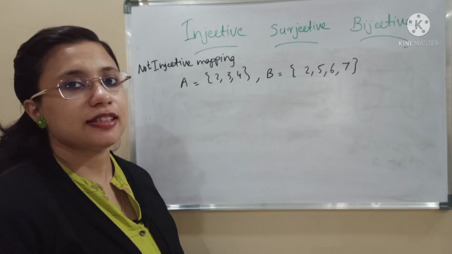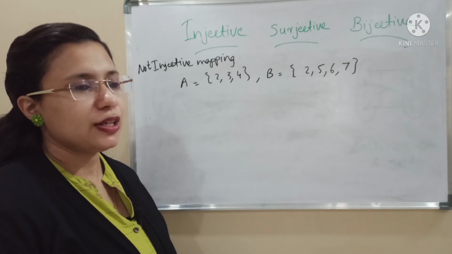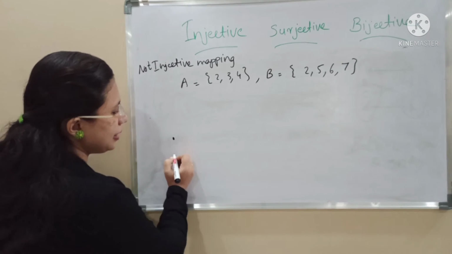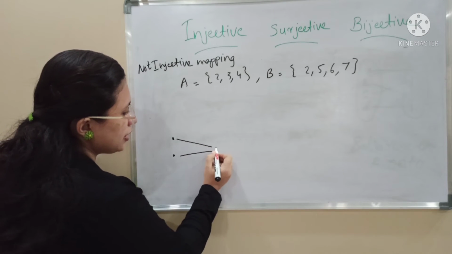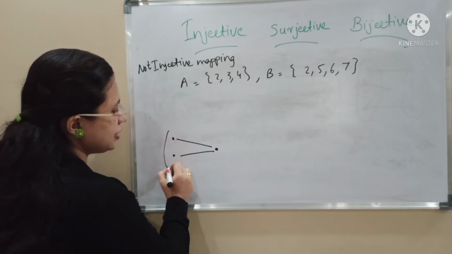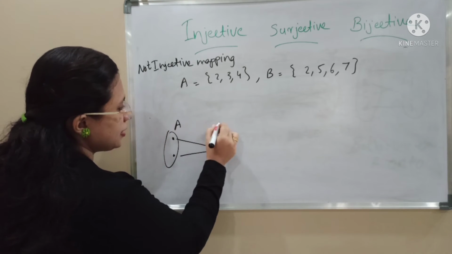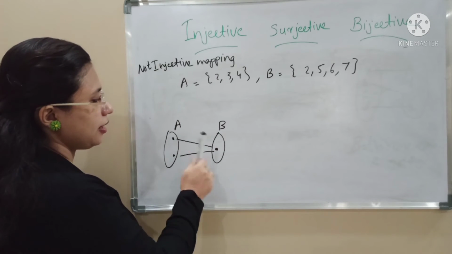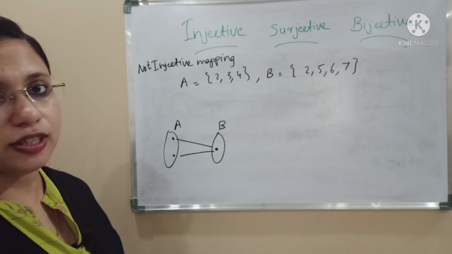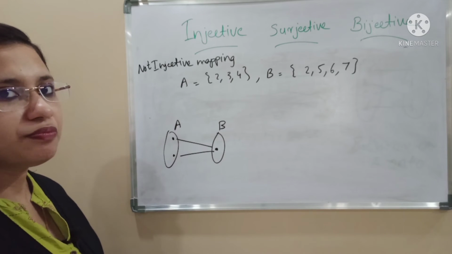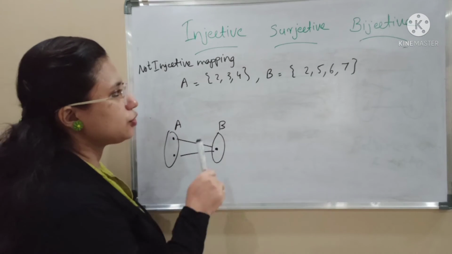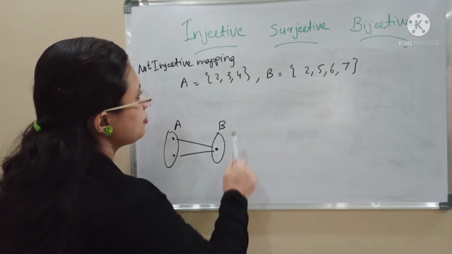We'll check the next condition. How can we make this function not injective? What is the condition for not injective? If multiple elements map to a single element in set B. Suppose two elements are mapped to a single image in set B, then it is not satisfying the injective function condition, right? So we have to construct a set like that.